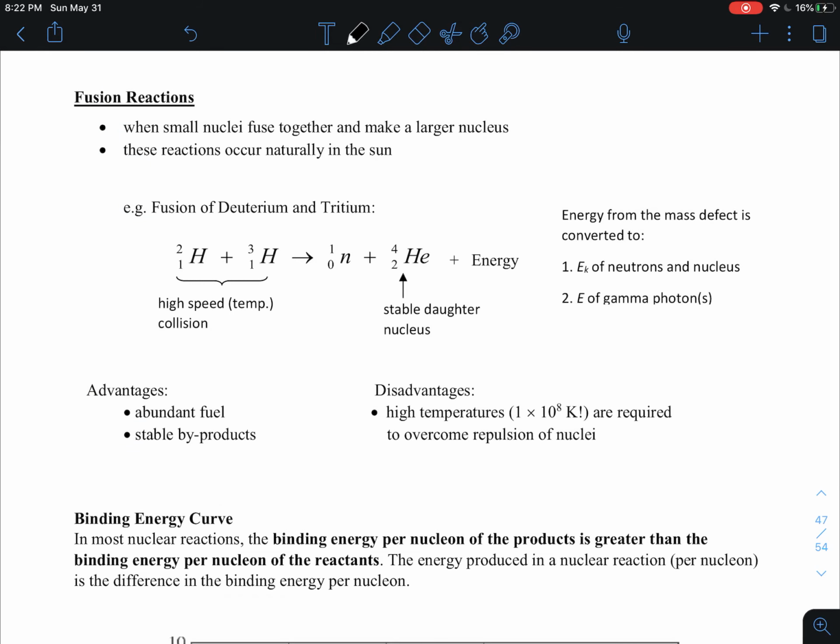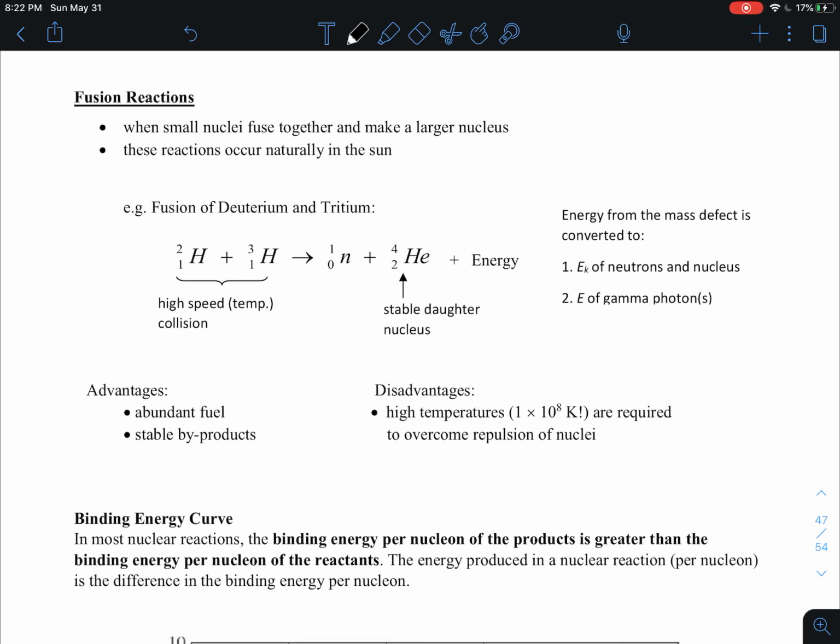All right, fusion reactions. This is when small nuclei fuse together to make a larger one. These reactions naturally occur in the sun. So in the sun, we know that it's made up of mostly hydrogen and helium. This is because hydrogen, being the fuel, is slowly turning into helium through this process. It's actually a little bit more complex than this, but in this case, we're just talking about one possible fusion that happens in the sun.